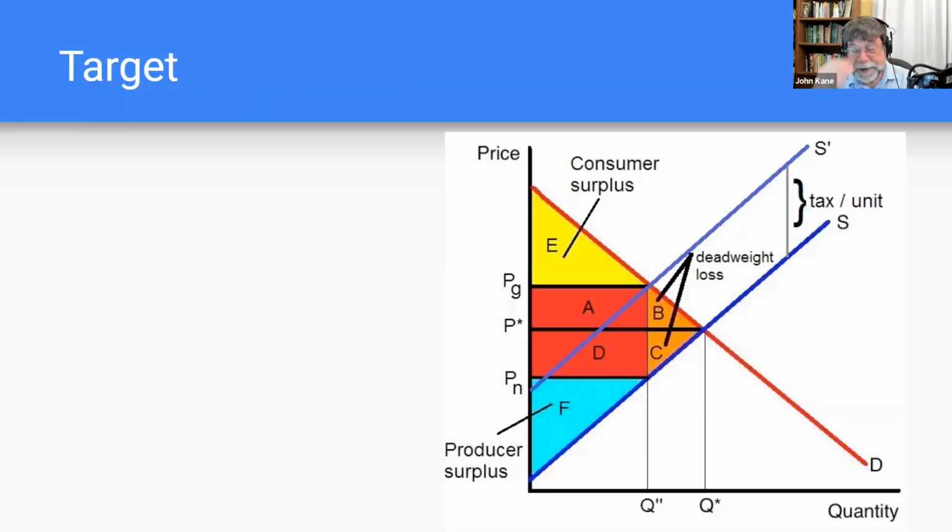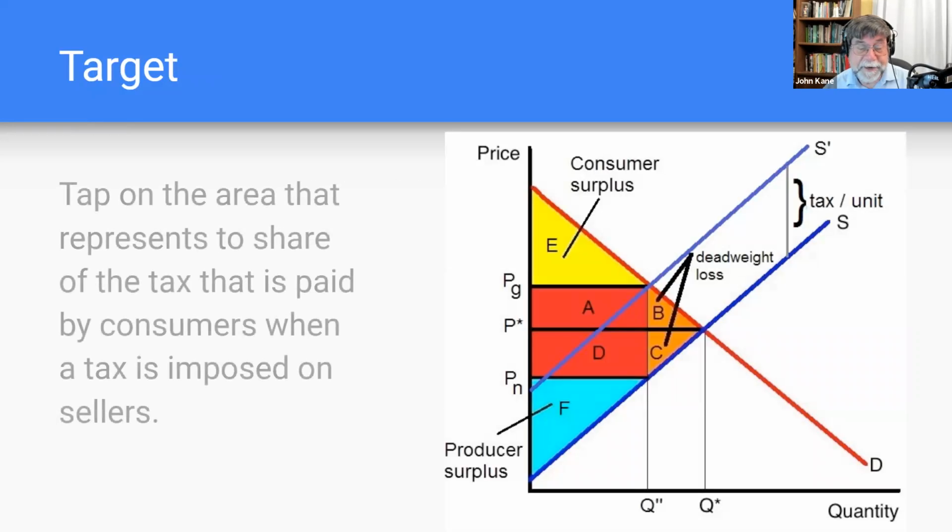The target area is somewhat interesting, where here I have a question which asks people to select the share of the tax that's paid by consumers when a tax is imposed. Now, this I had used back when I was doing some multiple choice. And the only option here that's correct turns out to be answer A.